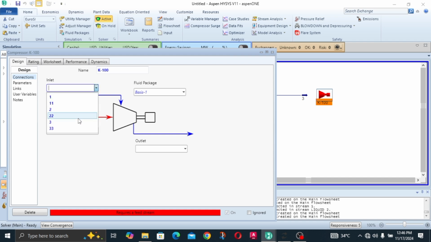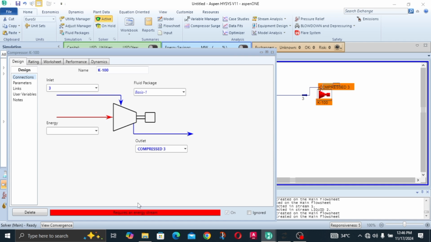The inlet, let's connect it. That's 3. That's the gas. We connect it. Then the outlet, we could just call this compressed 3, because that's the name of the inlet, compressed 3.